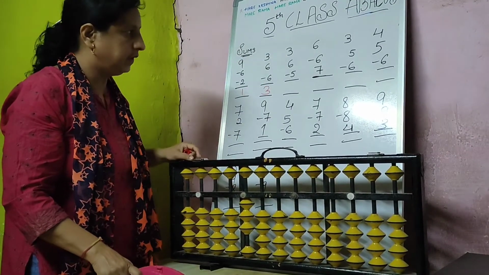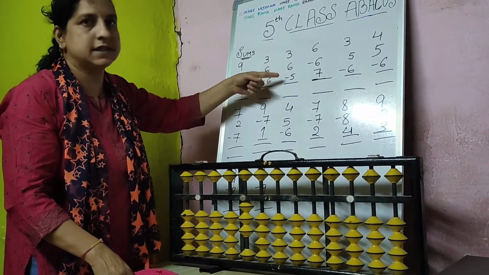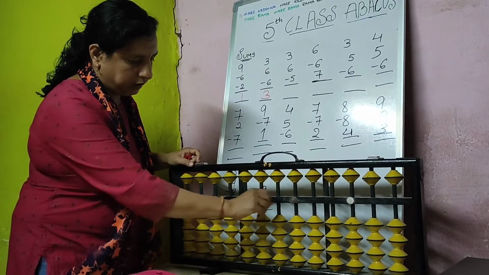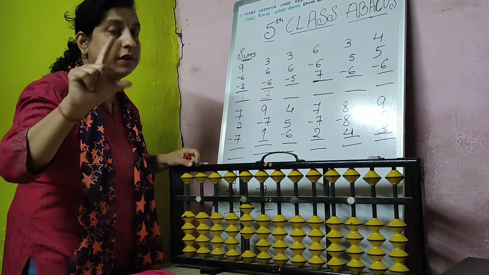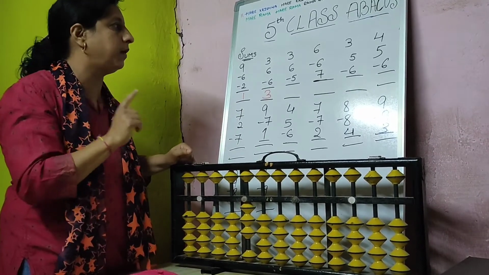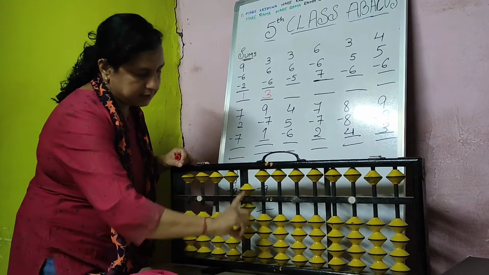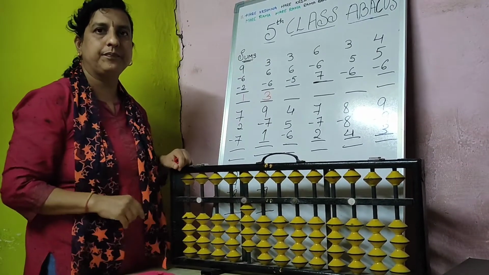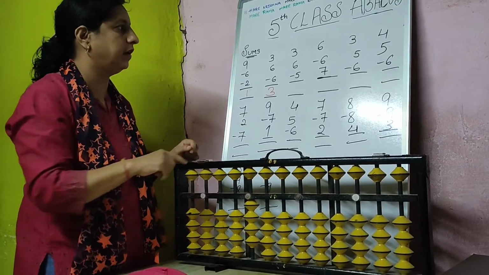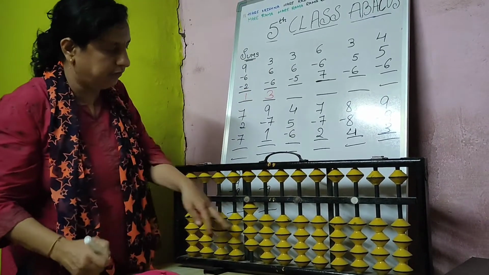Here 3 plus 6 and -5. So how to do? Clean the abacus. +3 is with thumb finger. Which finger? Which number? This is very important. This you have to remember. Then 6 plus 6 like this. -5. You know -5 with the index finger, same finger. Then again, what is my answer? 4.